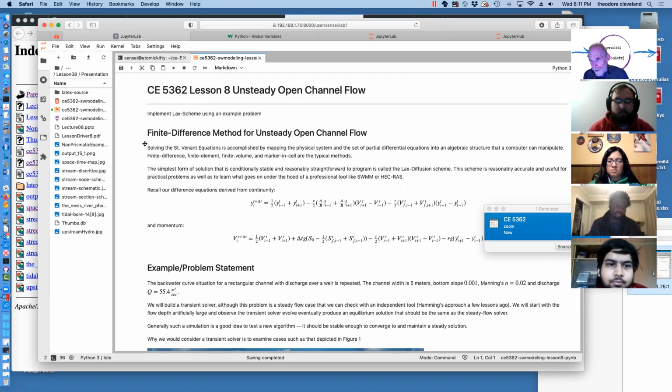There are more accurate ways to do these calculations than this, but there is no easier way that works. So there's no point in starting with a hard way, because you'll see shortly that the easy way is hard enough. It is useful in practical problems, and it helps us understand what goes on under the hood of something like SWMM or HEC-RAS. Recall from last time that we ultimately did a whole bunch of pseudo derivation to get essentially at these two.